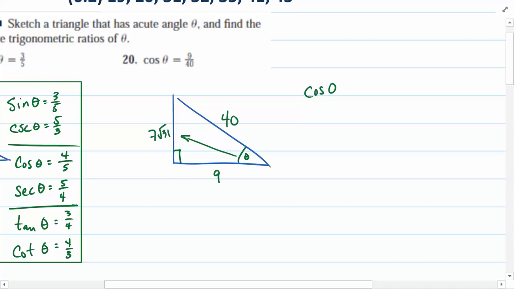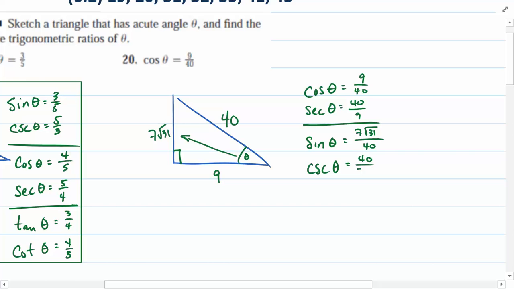Let's start with cosine of theta, since that was given to us. That was 9 over 40. Therefore, secant of theta must be 40 divided by 9, since those two are inverses of one another. Sine of theta is equal to opposite divided by hypotenuse. So we'll call this 7 times the square root of 31 divided by 40. Therefore, the cosecant of theta must be equal to 40 divided by 7 times the square root of 31.